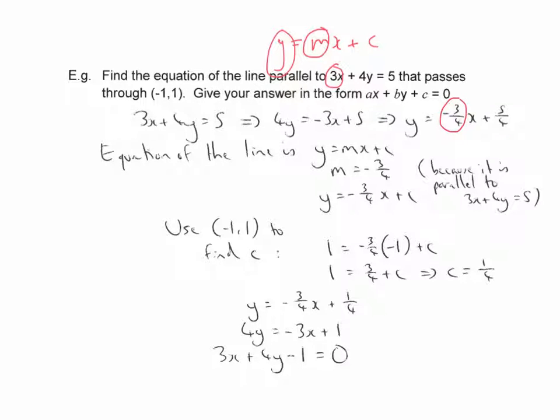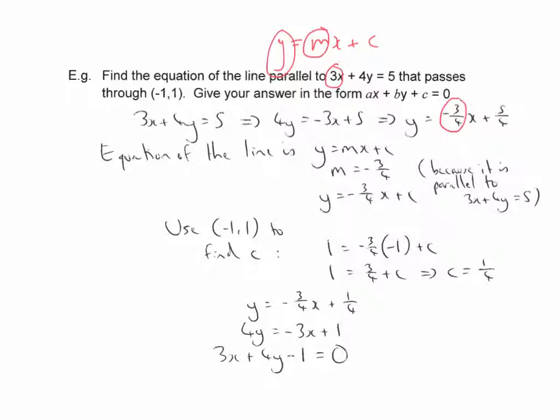So a parallel line would have exactly the same gradient. So at this point, I've written down that my parallel line is y equals minus 3/4 x plus c. Now, to find c, I need to use a point, and I've been given a point. I've been given minus 1, 1. So if I plug x is 1 into this, and y is minus 1 into this, my c value can be found. So working through that, I get c as 1/4. So my answer is y equals minus 3/4 x plus 1/4.